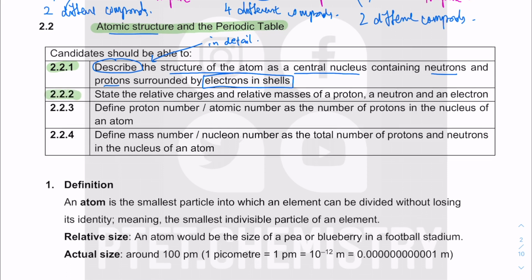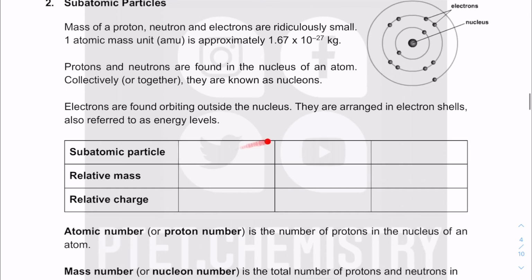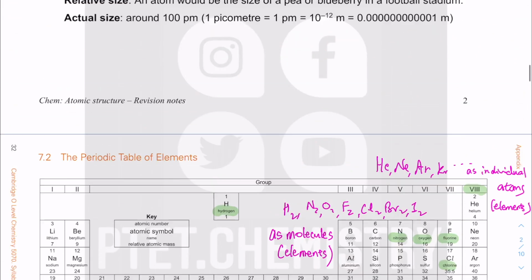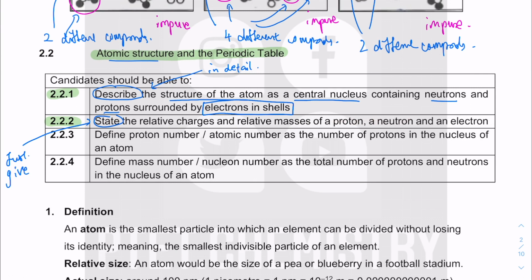The next bit is stating. Stating means just give the value, just give the answer. Relative charges and relative masses of proton, neutron and electrons, and we will cover this in this particular table, which I will fill in together with you. When the syllabus says state for each of these, you need to know these values, because the syllabus says candidates should be able to state the relative masses and the relative charges. That's why when you revise you have to understand what the syllabus actually wants from you.